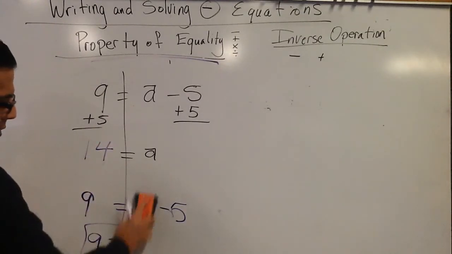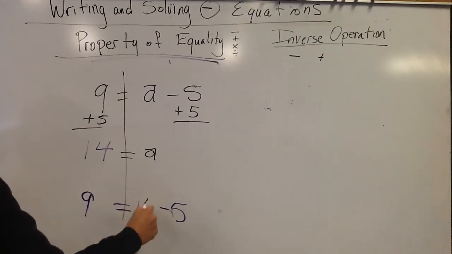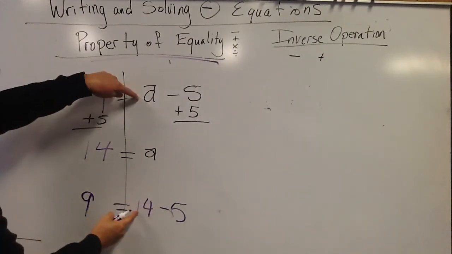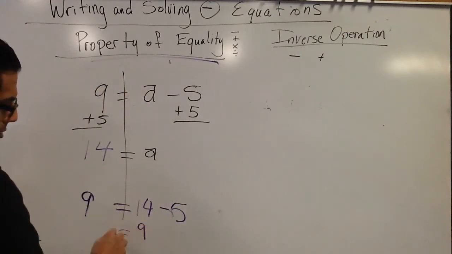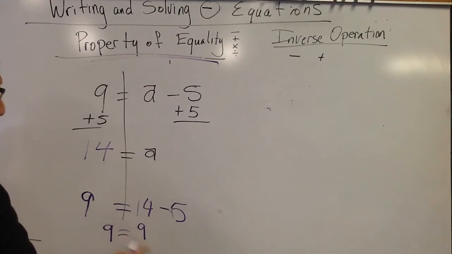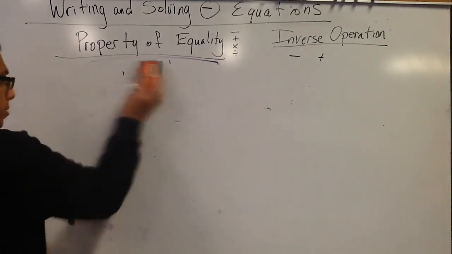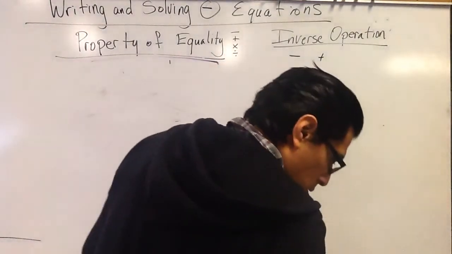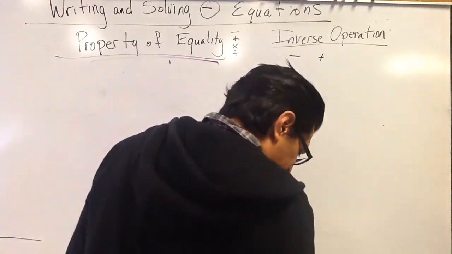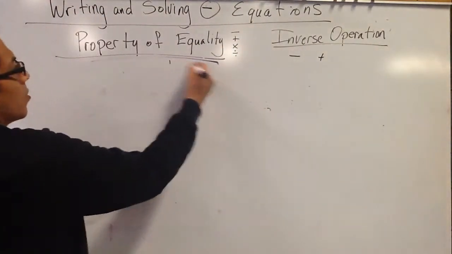Therefore, I must put in 14 for a. Right? What's 14 minus 5? 9. Does 9 equal 9? Yeah. So this is true. Nicely done. So, let's go to page 538.